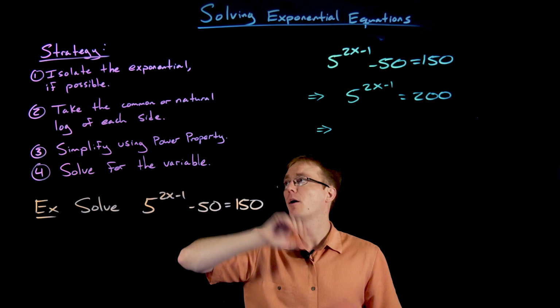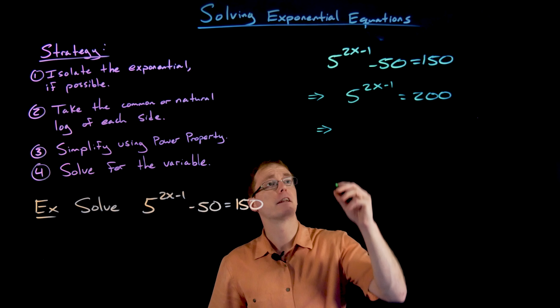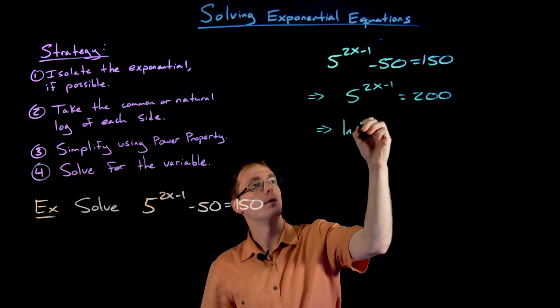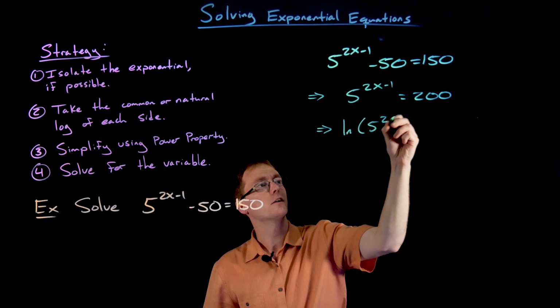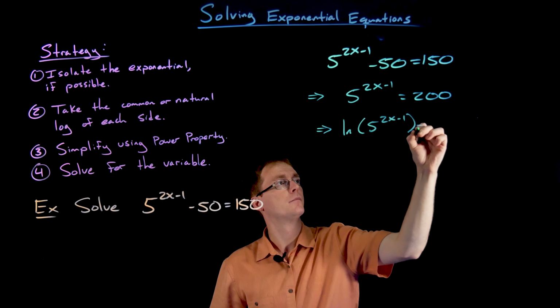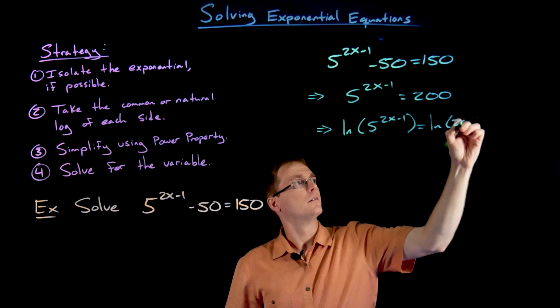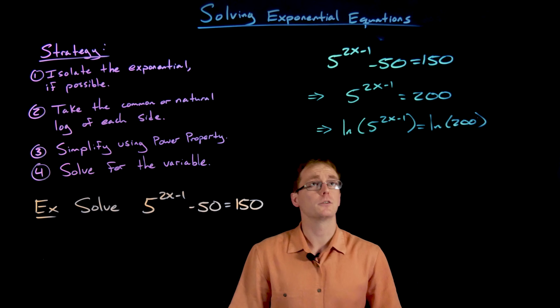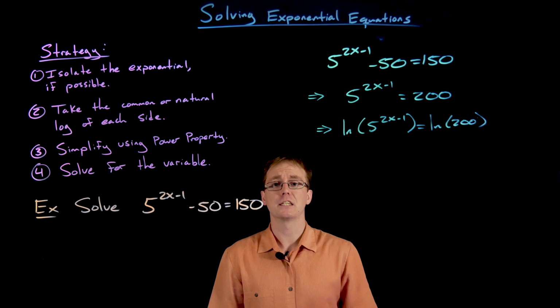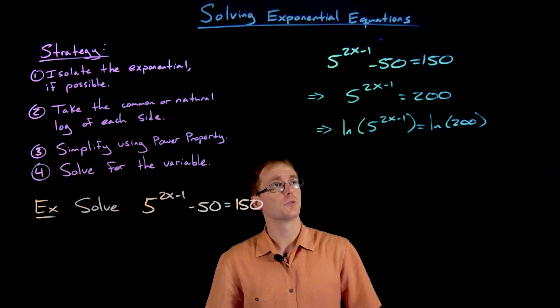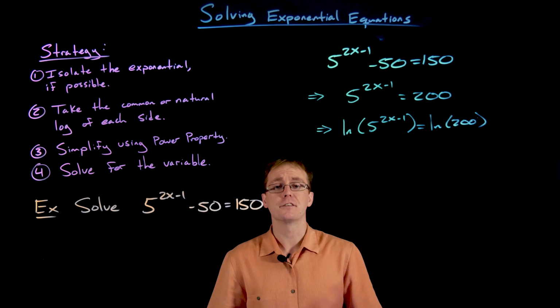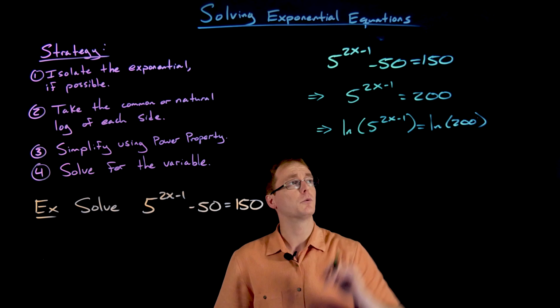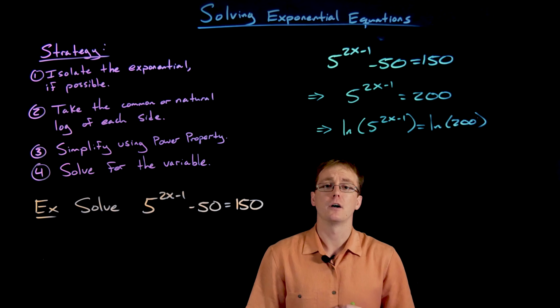Next, we have to take the common or natural log of each side of our equation. So let's go ahead and take the natural log of each side. By doing so, that gives us an equivalent equation that's going to have the same solution set. But now our equation can be rewritten as the natural log of our exponential 5 to the 2x minus 1 is equal to the natural log of 200.